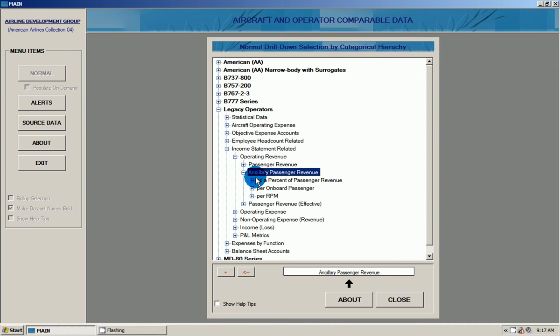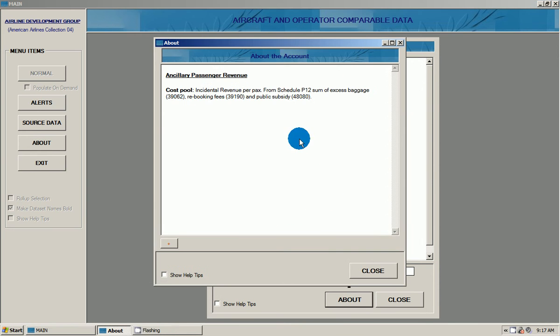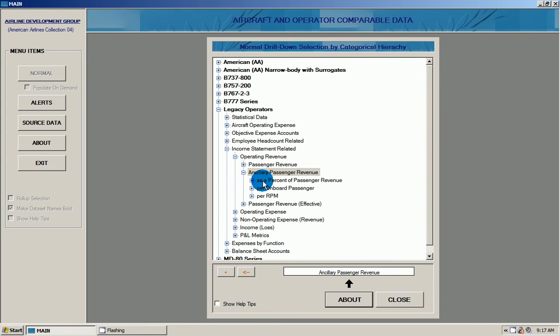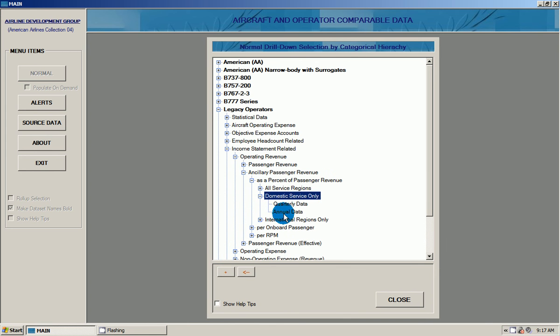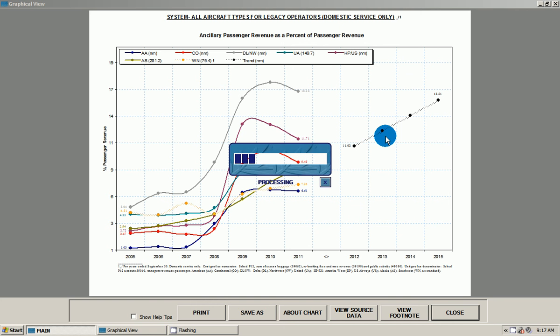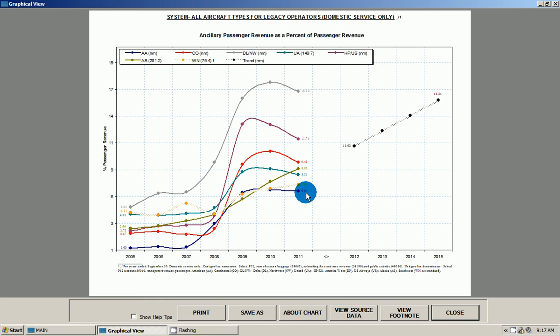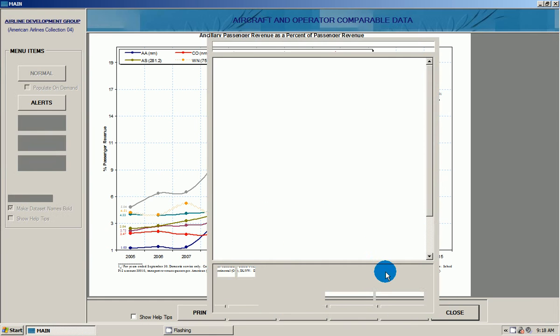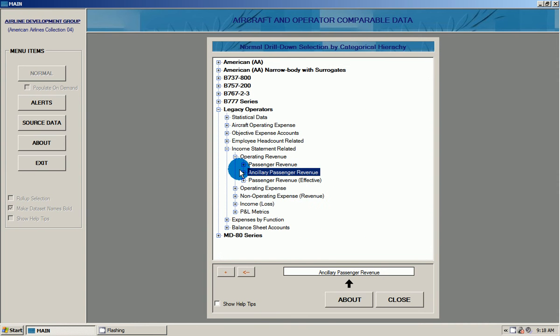Let's look at ancillary passenger revenue. Of course, ancillary passenger revenue shows us the pre-booking fees, excess baggage, and miscellaneous revenue. And let's look at percent of passenger revenue. Domestic, annual, get data. American Airlines just shy of 7% compared to, let's say, Delta and Northwest near 16%. So they're lagging behind on that account item.